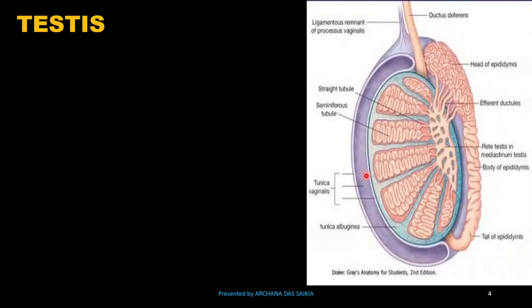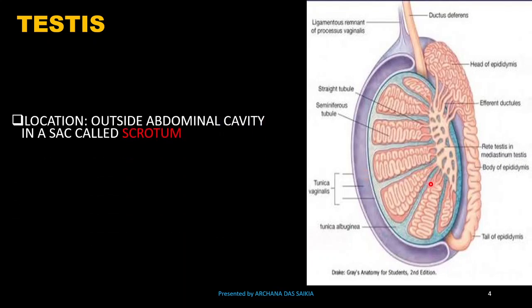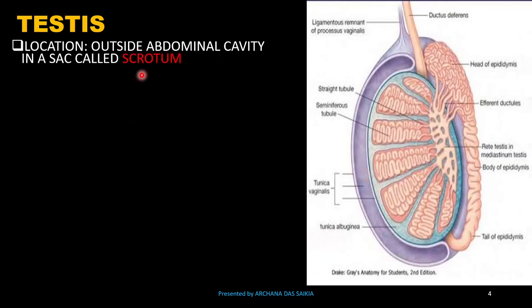Testis. This is the figure of one single testis. So what does a testis contain? First, location. As I was already telling you, it is located outside the abdominal cavity in a bag-like structure called the scrotum. Why is it located outside the abdomen in a specialized bag called the scrotum? Because the testis is the organ that will form the gametes for the formation of the zygote or the future individual.